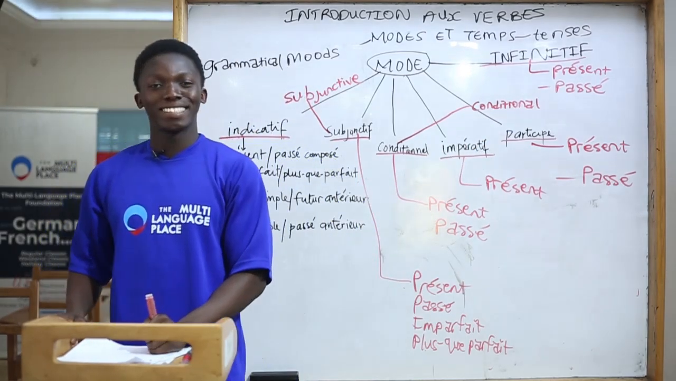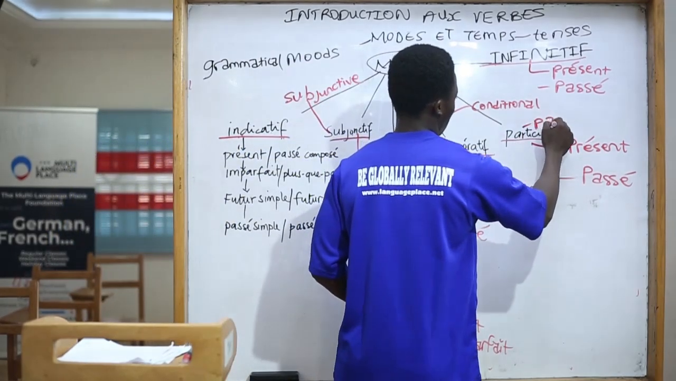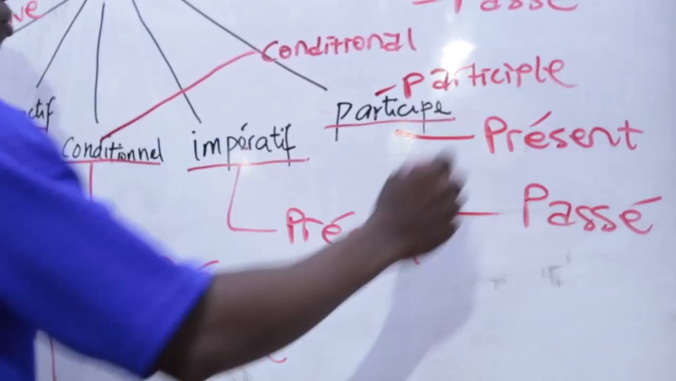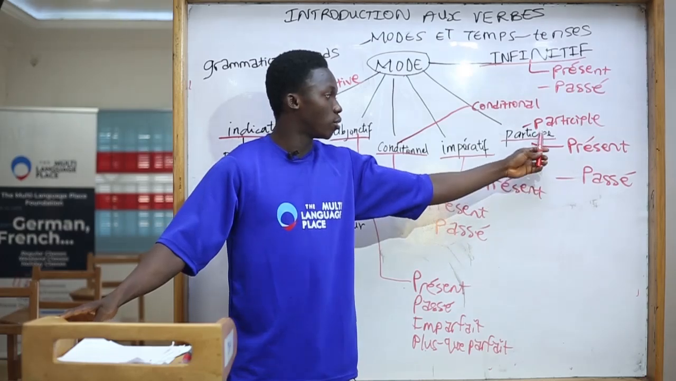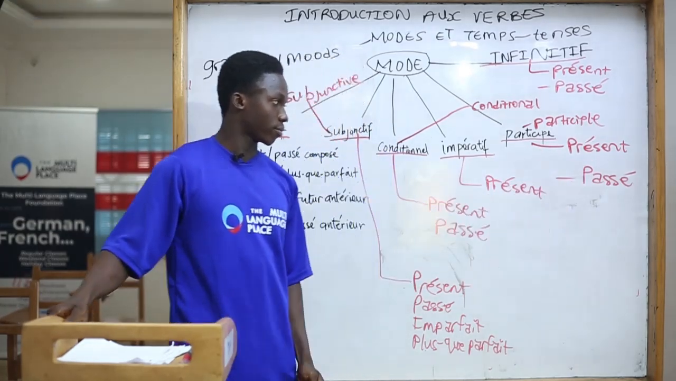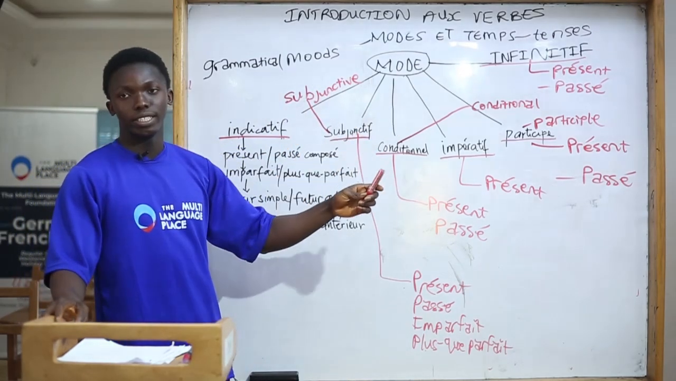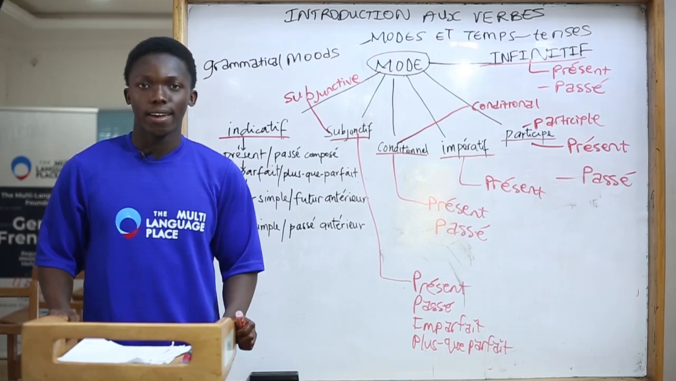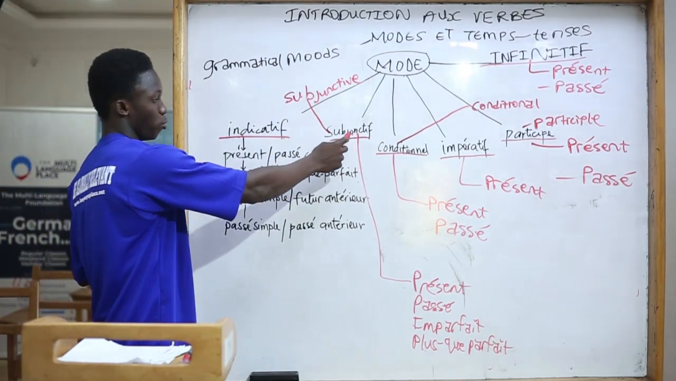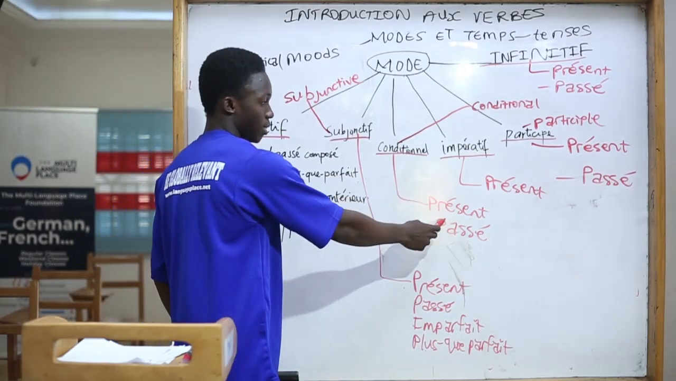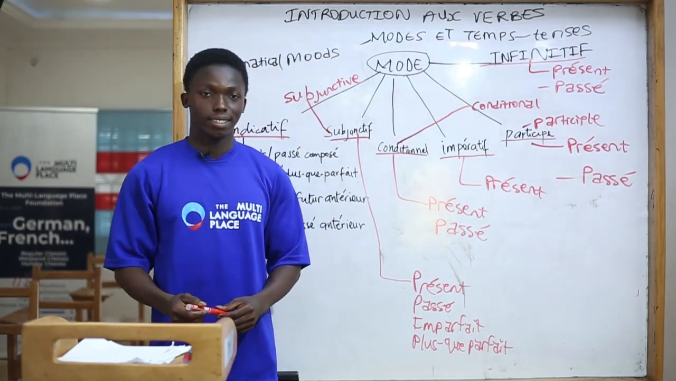Participe. Participe is a mood in French that will probably translate to participle in English. Now, participe has 2 tenses underneath, présent and passé. That reminds me, every mood in French has its tenses. As you can see, indicative has its tenses, subjunctive has its tenses, conditionnel has its tenses, imperative has its tenses, even participe has its tenses.